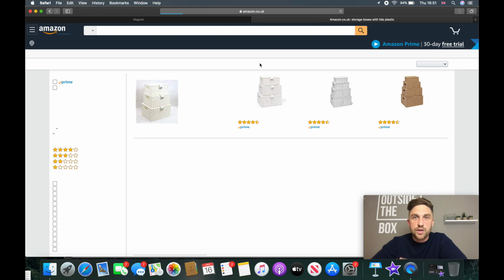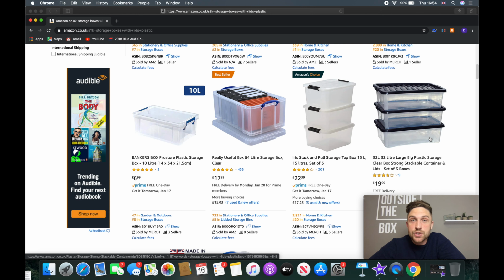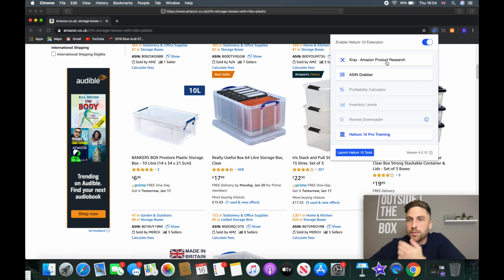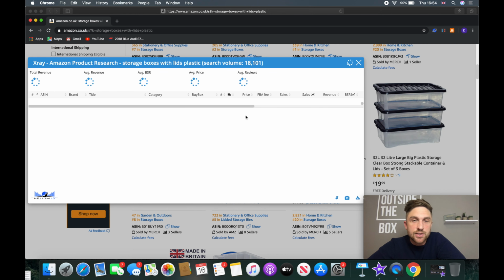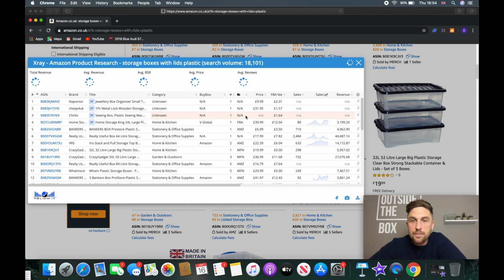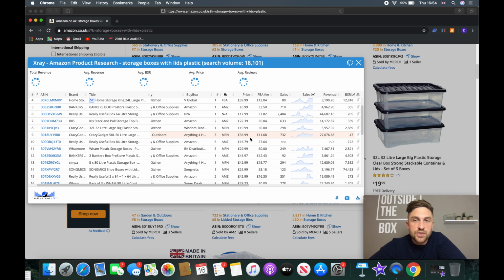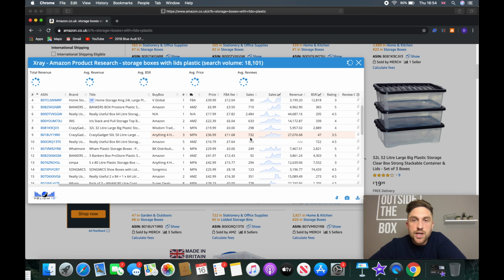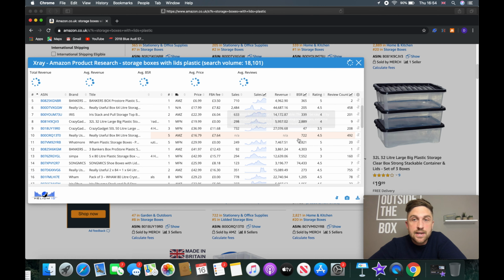Let's have a look at that product on Amazon. So I pulled up that page on Google Chrome so we can use the drop down here to look at X-ray, to have a look at the figures. Let's see what these products are, what they're generating. So we're going to skip the sponsored ads, and we can see here that we have £5,000 a month, £44,000 a month, 14k, 27k, 7k.